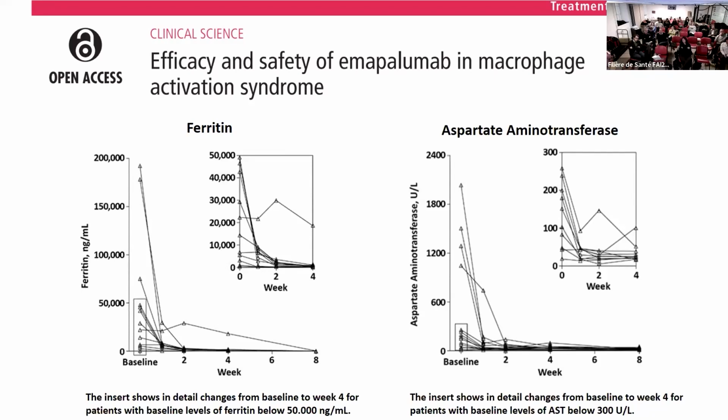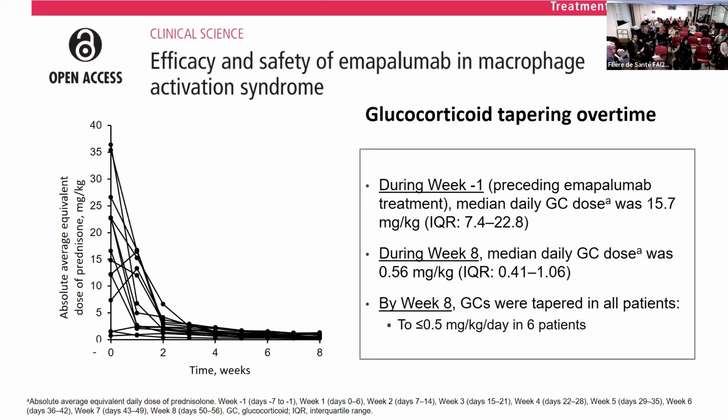You see ferritin going down very quickly and the AST going down very quickly. And also glucocorticoids dose. Glucocorticoids were tapered very quickly from a median dose in the week preceding emapalumab of 15 milligram per kilogram down to 0.5. And I'd like to mention that at week 2, it was already significantly decreased down to less than 2 milligram per kilogram per day.